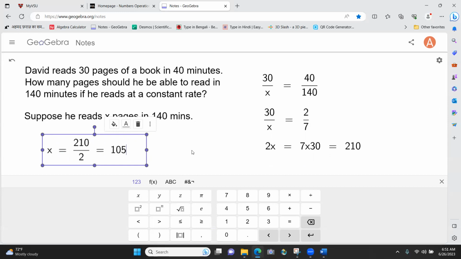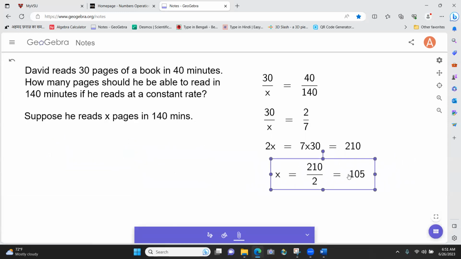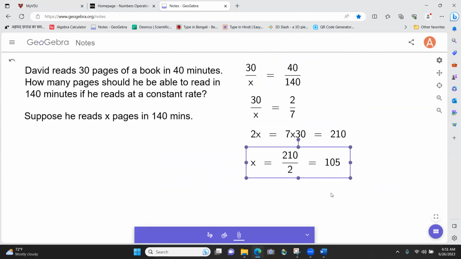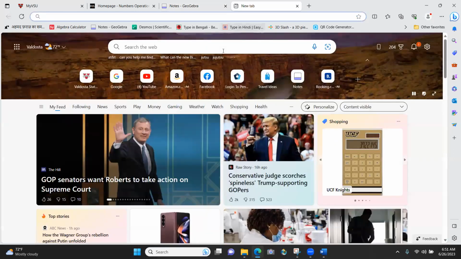What do you get? You get 105. There is a way you can check this problem to see if you got it right. I'll show you how to check it, but let's keep it here. So what I'm trying to say is that he will read 105 pages in 140 minutes. Now take a look at it. If he reads 30 pages in 40 minutes, he's going to read 60 pages in 80 minutes, 90 pages in 120 minutes, and so on. So that seems reasonable, but I can do better.